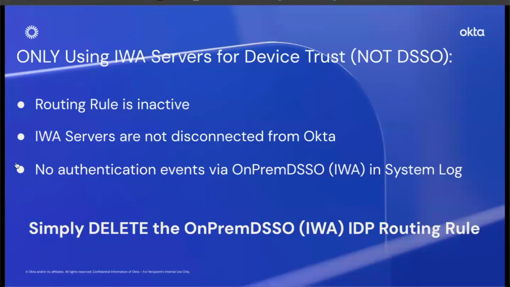All right. So those are the highlights of the steps you need to take to clear this blocker and move forward with upgrading when you do have the on-prem IWA routing rule in place. I'm going to pause here and check our Q&A, see if we have any questions.